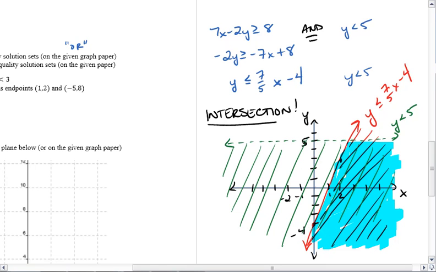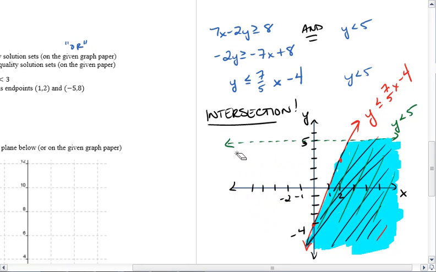Meaning everything that's shaded in blue is our solution for the intersection. And it's where the red shading and the green shading overlap. And just to make it very clear, that is the solution to part B.